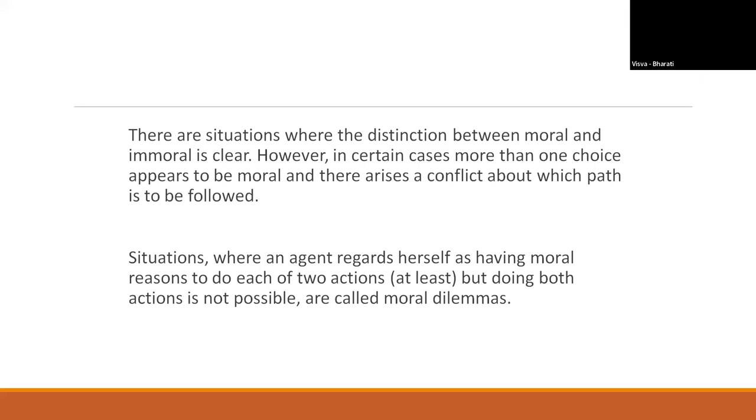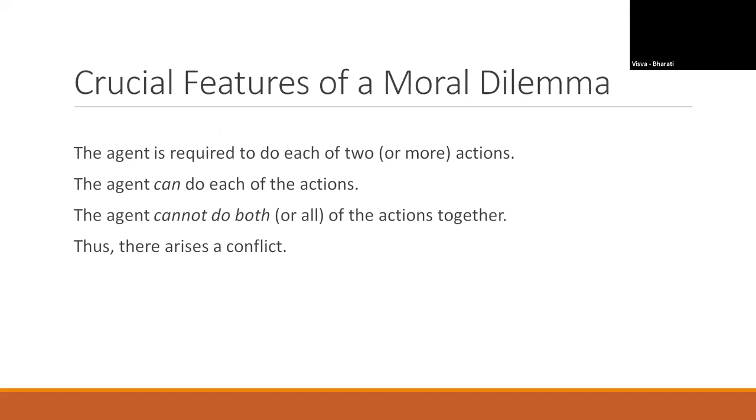So there are certain features that must be present in a moral dilemma. Firstly, there must be more than one option. If there is no option, then there is no dilemma. So there must be at least two options available to you. Second is, the agent can do both the options. If you cannot do one, then again, dilemma does not arise.